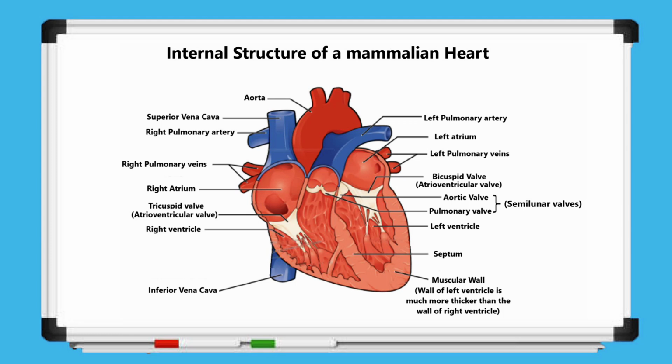Overall, this internal view illustrates how the heart receives deoxygenated blood, sends it to the lungs for oxygenation, and then pumps oxygen-rich blood to the rest of the body. Each structure, whether a chamber, valve, or vessel, plays a precise role in ensuring efficient and continuous blood circulation.